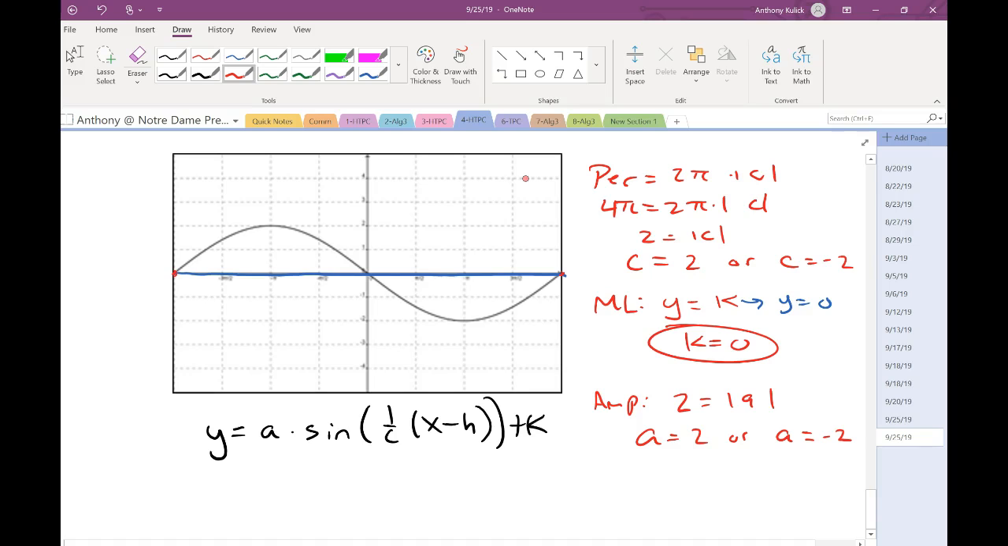I am now going to determine the signs for A, for C, and find H all at the same time. To do that, I want to compare my parent function to this graph. So if I graphed sine, it would look like this. That's one cycle of sine that's sandwiched on either side of the y-axis, which kind of matches the part of the picture that we have here. Does everybody agree with that?